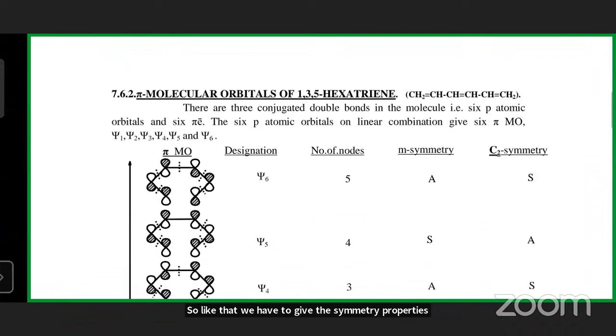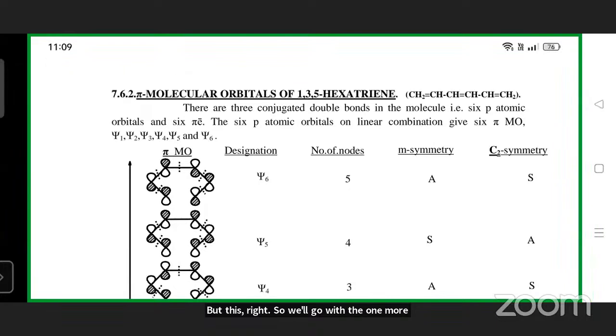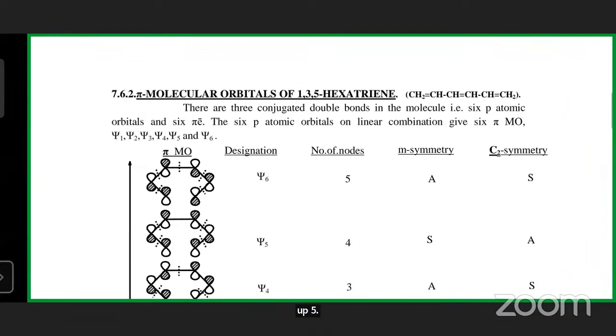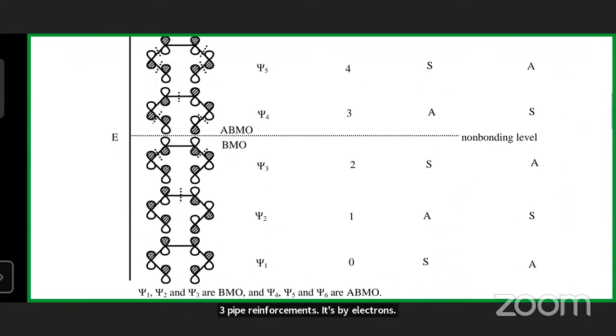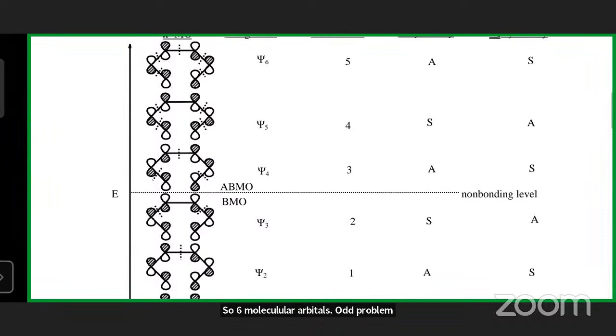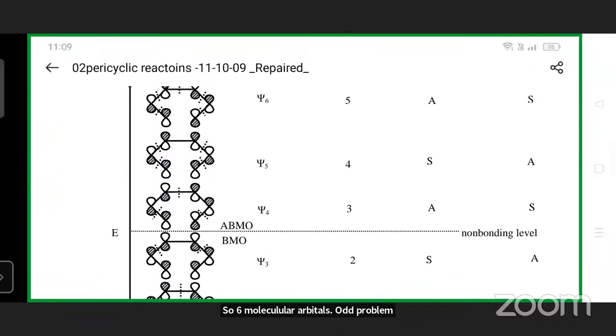Now we'll go with one more example, 1,3,5-hexatriene. In this particular hexatriene, how many pi bonds are there? There are 3 pi bonds. 3 pi bonds means 6 pi electrons, so 6 molecular orbitals are possible.